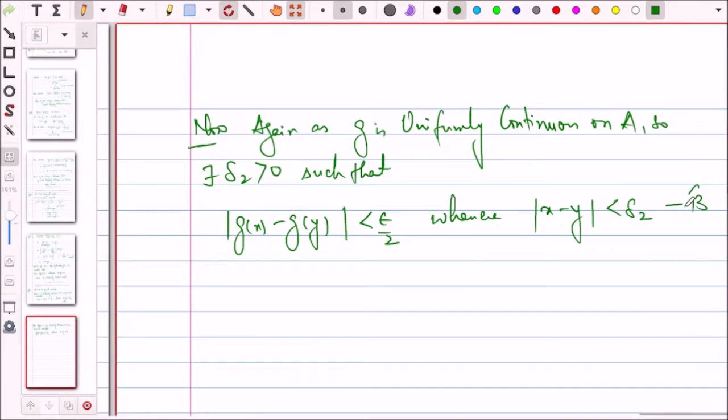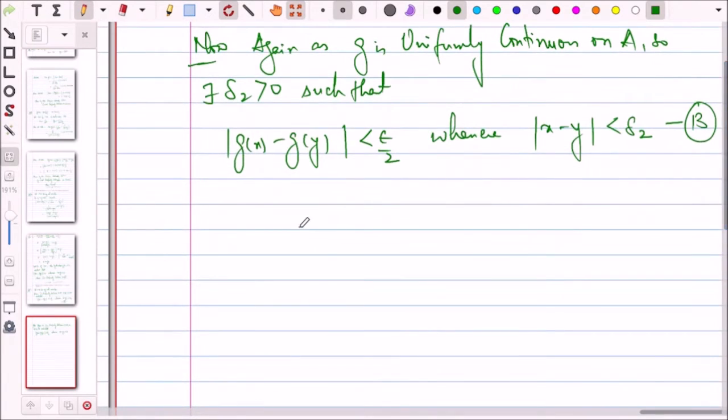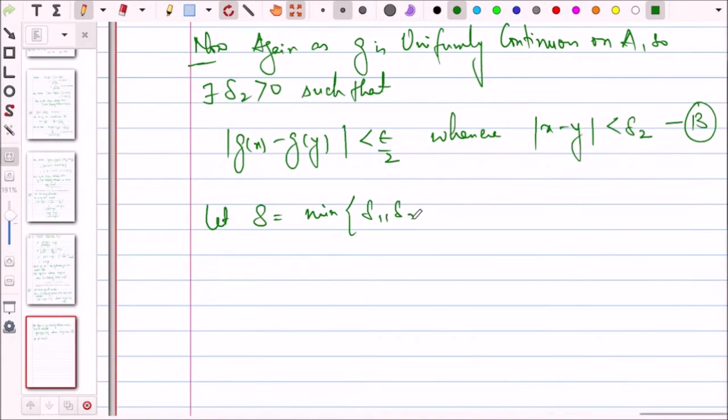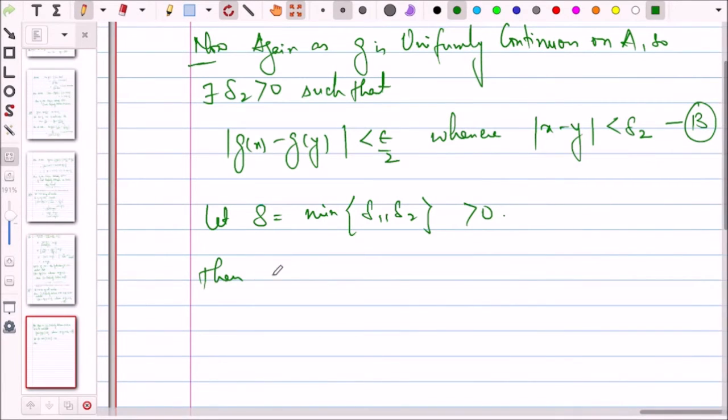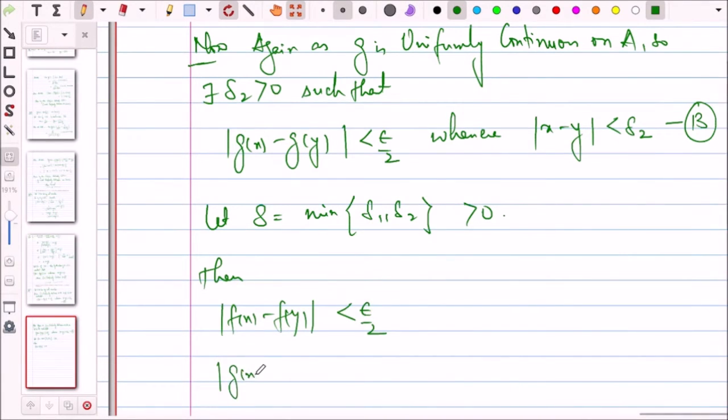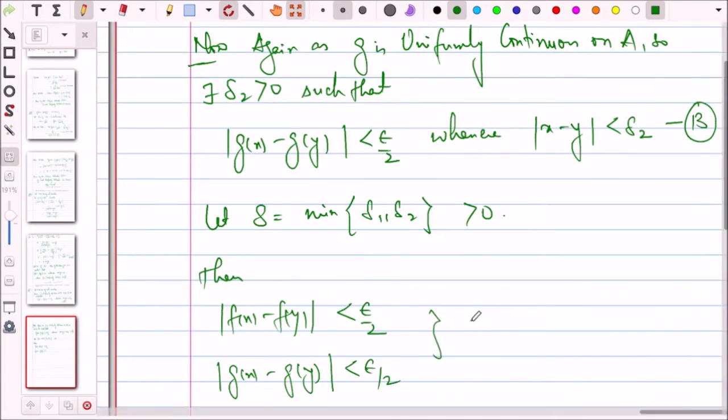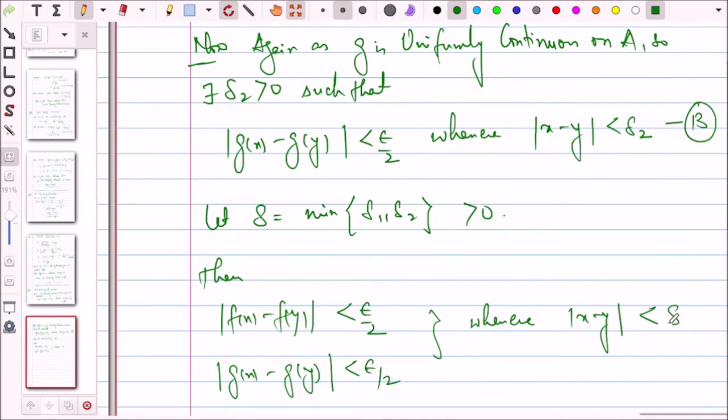Mark it as B. Now we want A and B to hold together for the same delta, so we will let delta equal the minimum of delta 1 and delta 2, which is greater than 0. Then |f(x) - f(y)| is less than epsilon by 2 and |g(x) - g(y)| is also less than epsilon by 2 whenever |x - y| is less than delta. So mark it as star. We are going to use this.